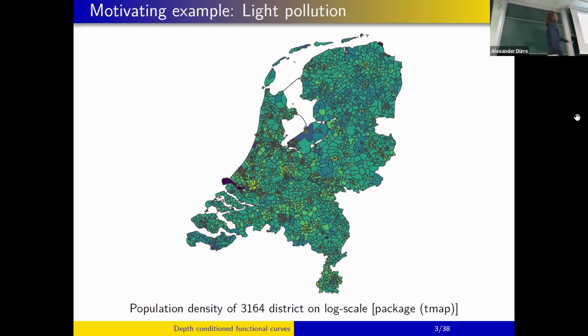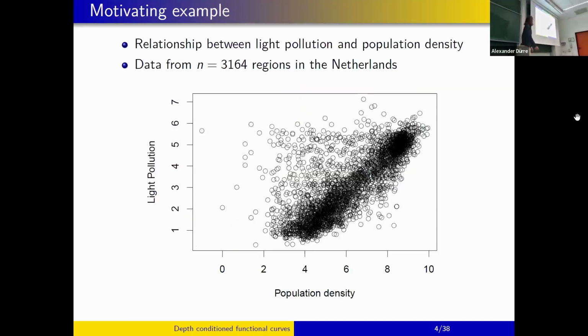So for every one of these 3,000 districts, we have the population density, and we have the average light emissions in this district. You can compute this. And then you have more than 3,000 data points. So I took the log of the population density and the log of the light emission. And then you get this nice scatter plot here. And it looks very much dependent. We already see this.